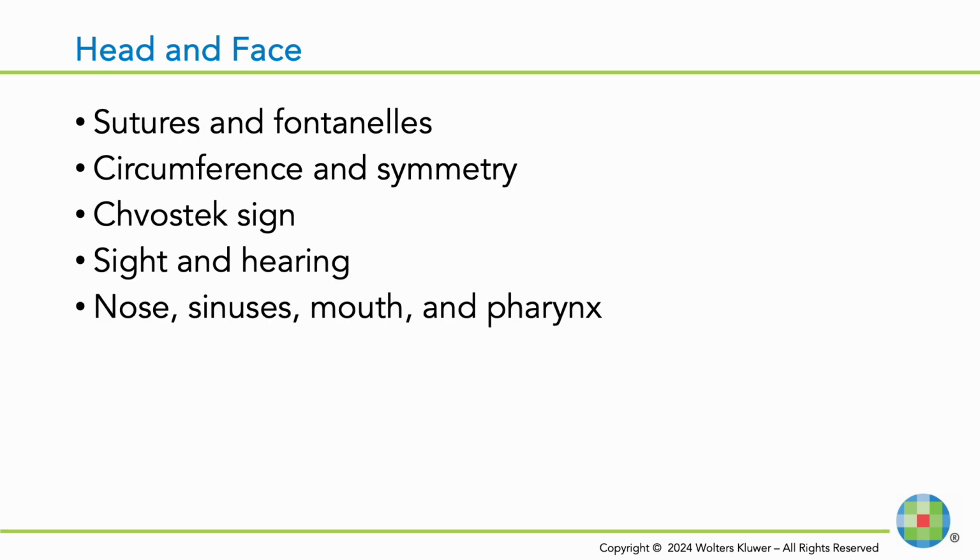Looking at their head and face, look at the cranial sutures and the fontanelles. Assess the circumference and symmetry of the head and the face. Chvostek sign, tapping on the face. Looking at their sight and hearing. Are they able to track? Are they following you? Inspect their nose. Feel their sinuses. Look in their mouth and their pharynx. These are all important things to assess.